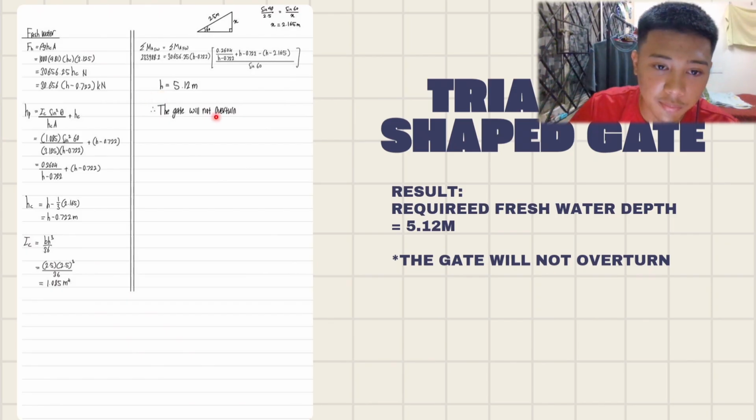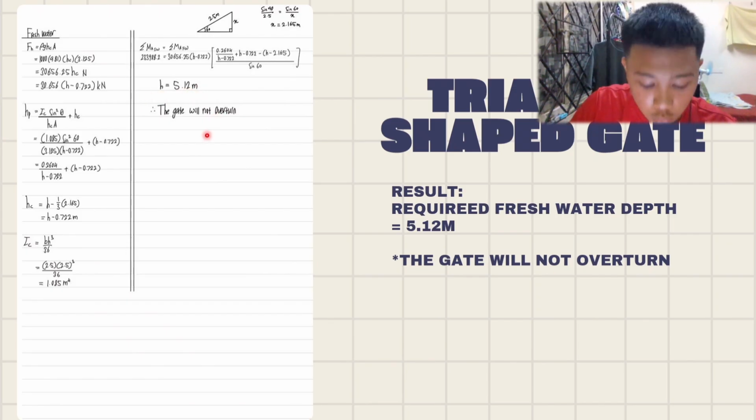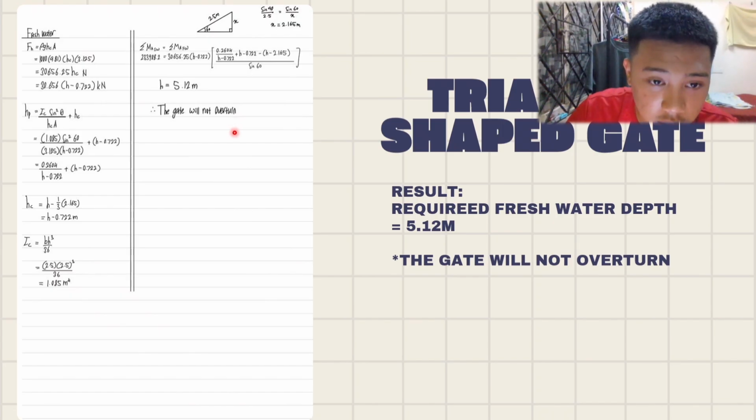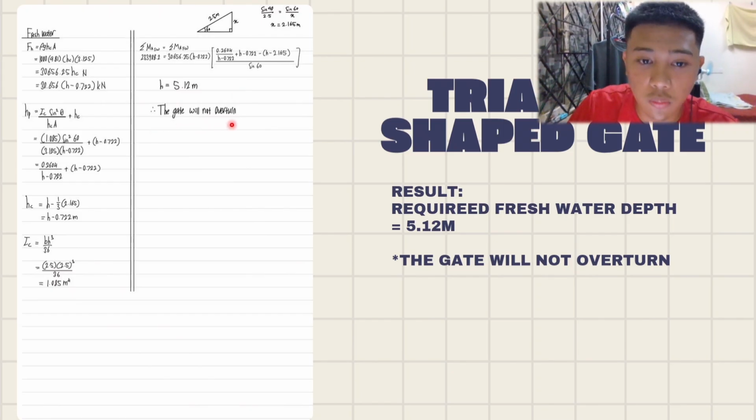and we get H equals to 5.12 meter. So in conclusion, since the actual freshwater level shown is only 3 meter and the required height to overturn the gate is 5.12 meter, the gate will not overturn.